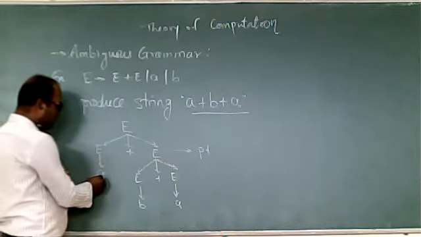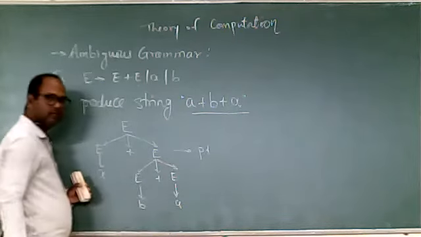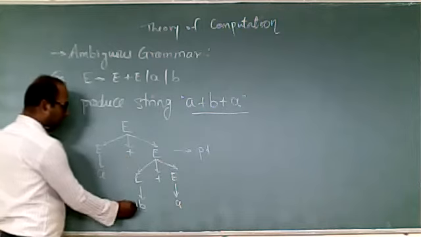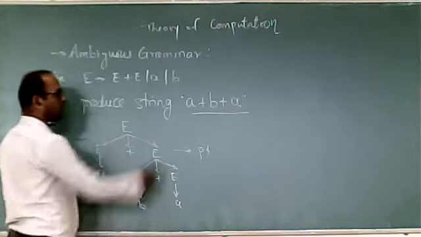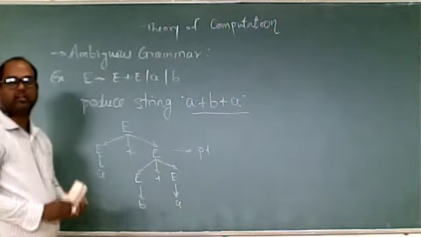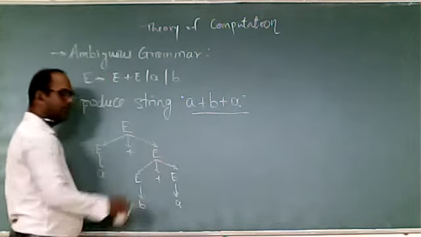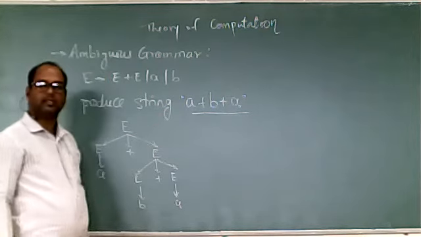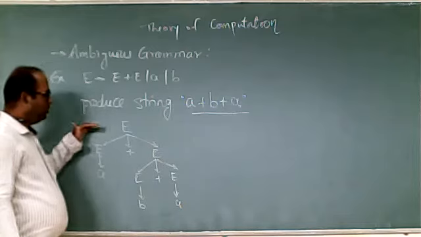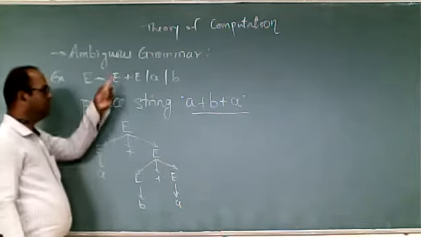So now my string will be A plus B plus A plus B plus A. This is the string I require to generate. Yes, with the help of this parse tree, I am getting this string. So this is one way of representing this string with the help of these productions.